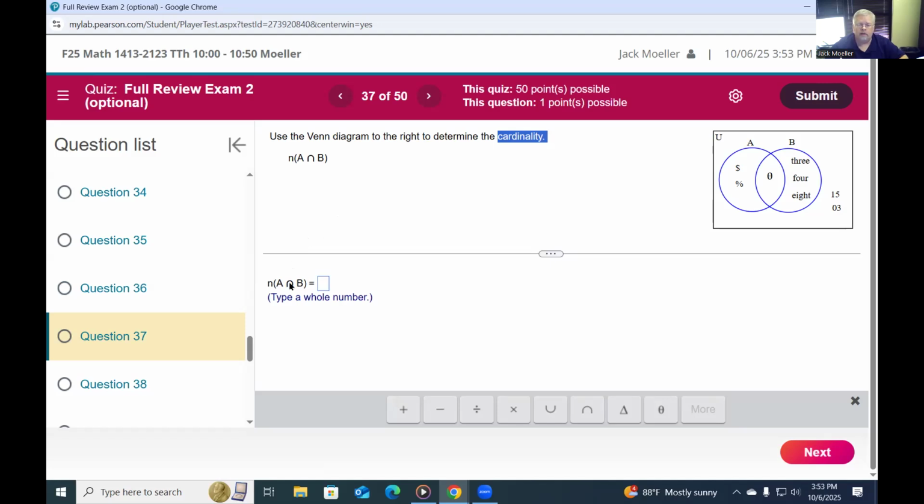So if I'm doing A intersection B, that's the overlap. There is one element there, so the answer is just 1. If it was the number of A union B, remember, union is all of it. So 1, 2, 3, 4, 5, 6. If it was the cardinality of the union, it would be 6.